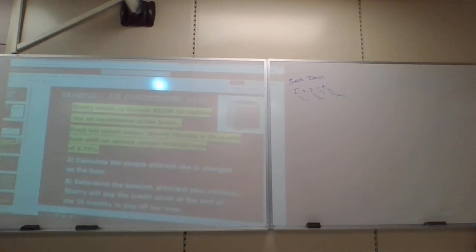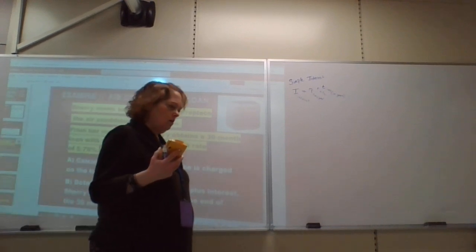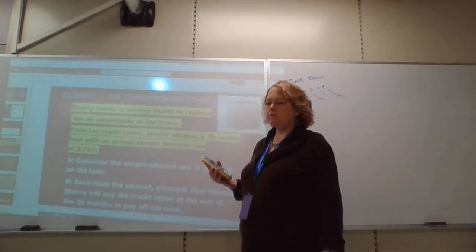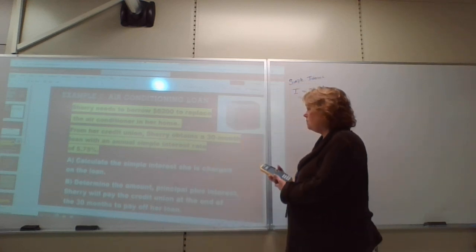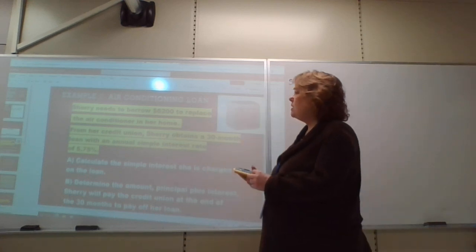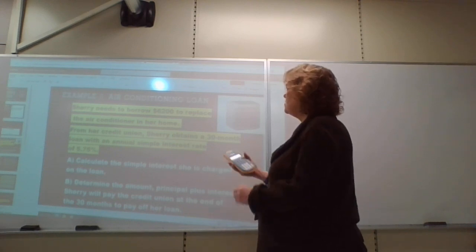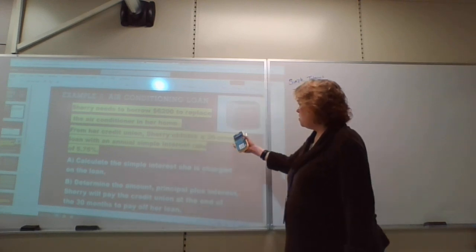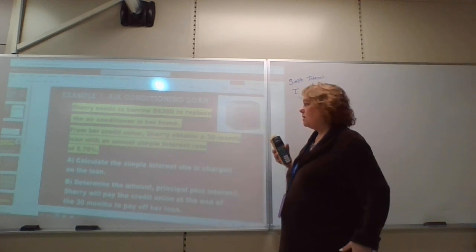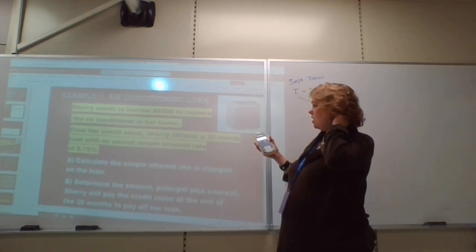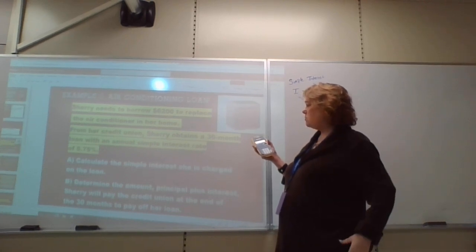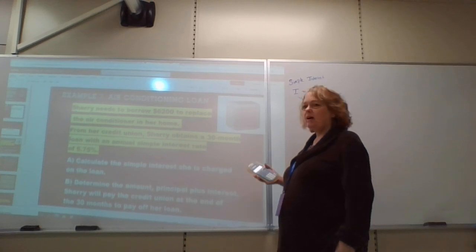Okay, let's look at the second example here. It's kind of like a reading problem. I've had other students say they don't really like reading problems. Well, with reading problems, you have to dissect and see what you need to put in. So Sherry needs to borrow $6,200 to replace her air conditioner in her home. From her credit union, Sherry obtains a 30-month loan with an annual simple interest rate of 5.75.